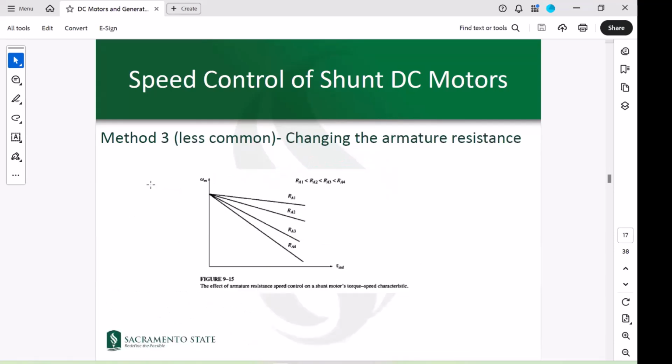That's why it's less commonly used, but it impacts the torque versus speed characteristics, as you can see. So it again reduces or changes the slope. If RA becomes bigger, we would have a steeper, basically, slope, if that makes sense, which sharply basically reduces the speed. However, it causes basically some losses in the machine as well, which needs to be considered.